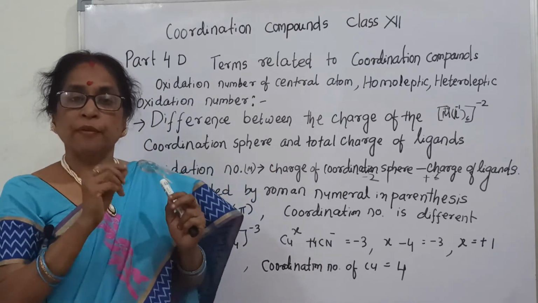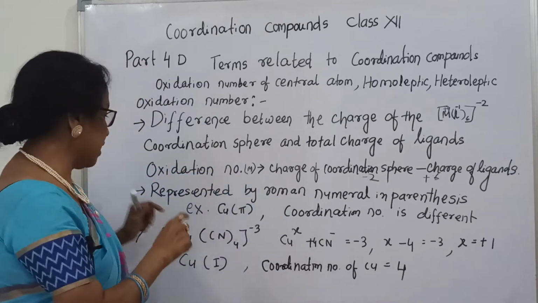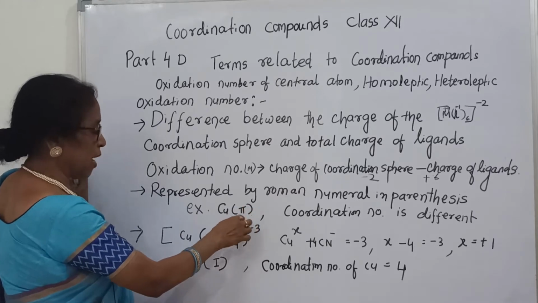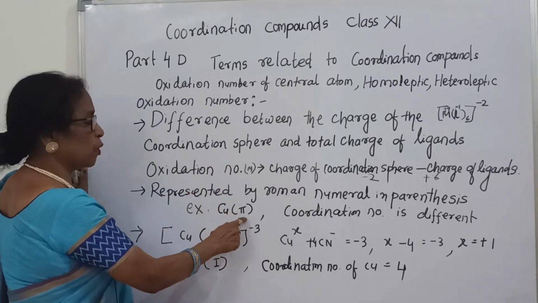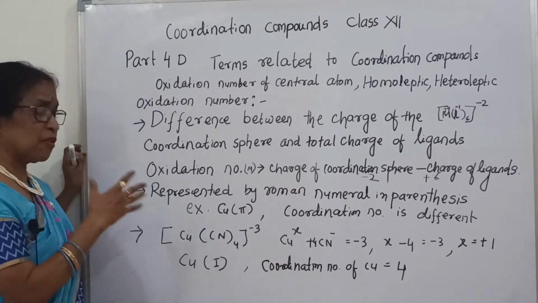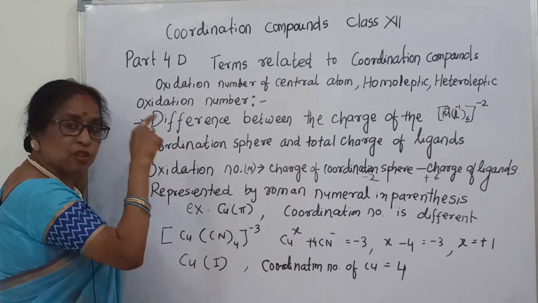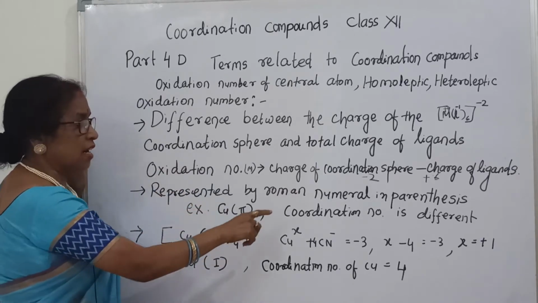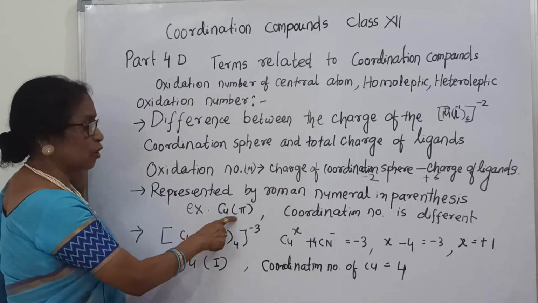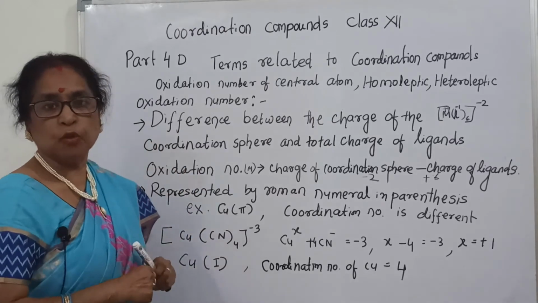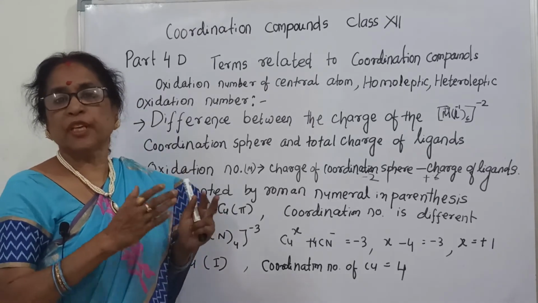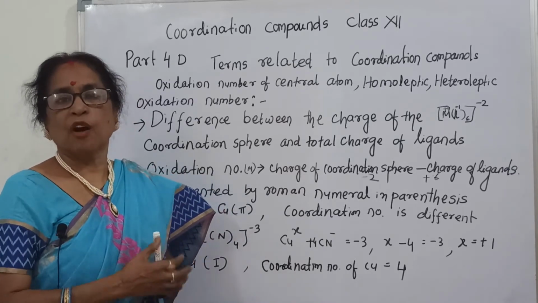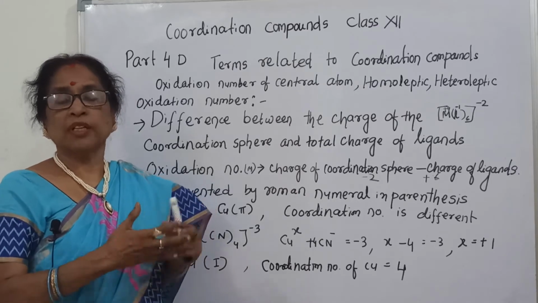Suppose it is copper and the value is 2, then you write copper(II), with the Roman numeral in parenthesis. You can't call it the coordination number; it is only the oxidation number. It is represented by a Roman numeral without any charge sign, in parenthesis. And this value is not equal to the coordination number. How do you get the coordination number? From the ligands: how many donor atoms are there? Suppose 4, then the coordination number is 4.